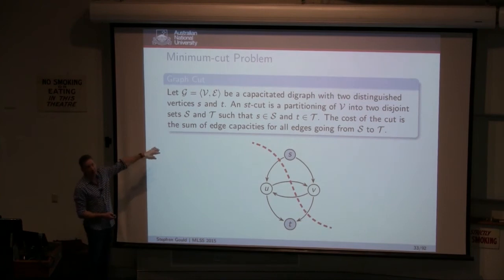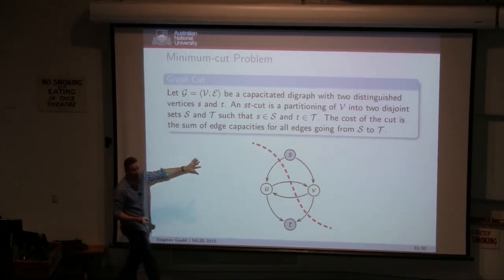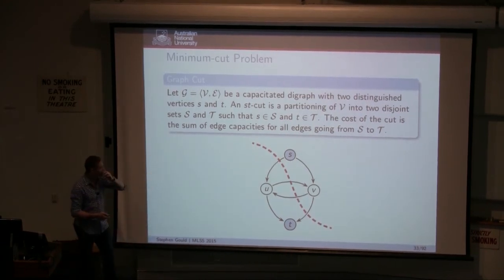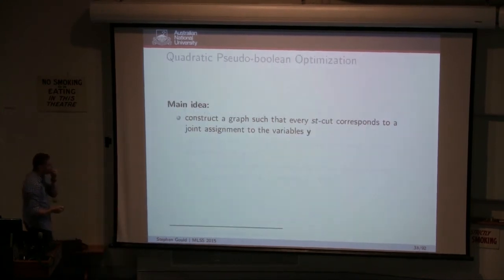The minimum cut problem is to find the cut in this graph. Okay, there are lots of different cuts. The goal is to find the cut that has the minimum cost. All right, so it's a partitioning of nodes into an S set and a T set with a minimum cost.